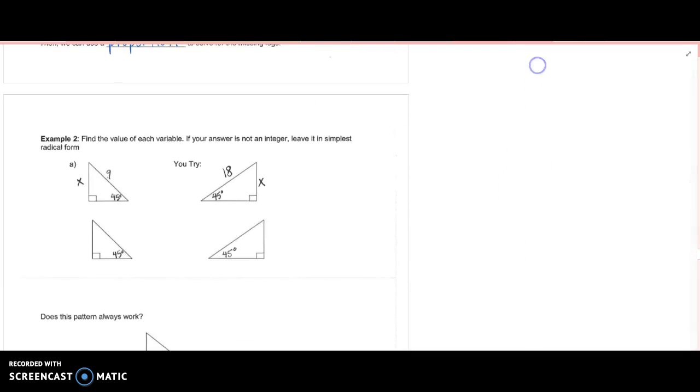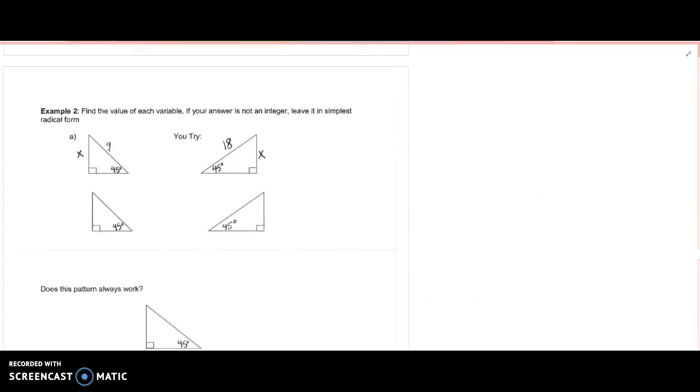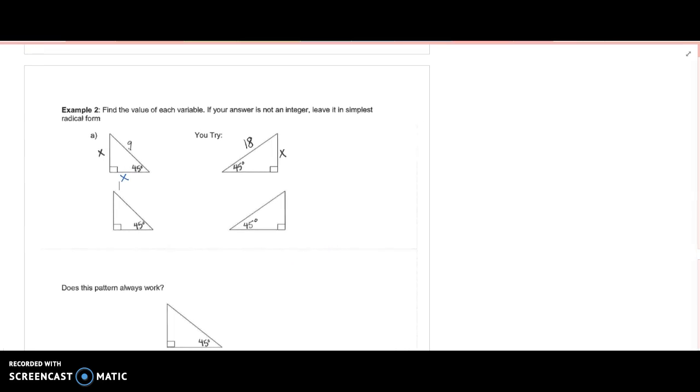All right, so here we go. It says find the value of each variable. If your answer is not an integer, leave it in simplest radical form. So we're going to say that this other side is x, and so the proportion we would use, since we have a similar triangle, since it's similar to this one where the two sides are the same and the hypotenuse is 1 square root 2.